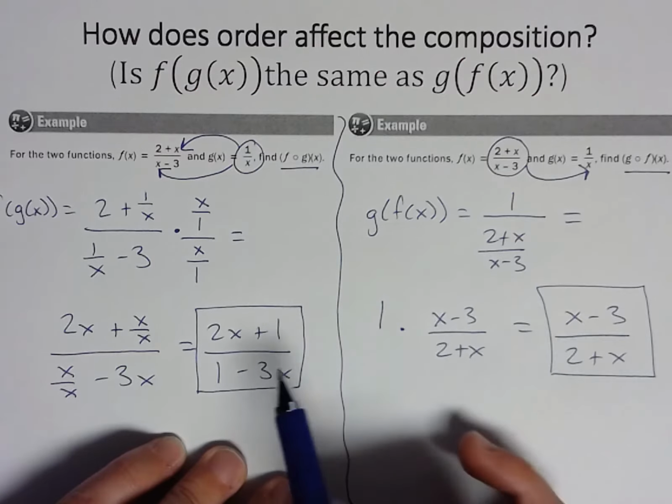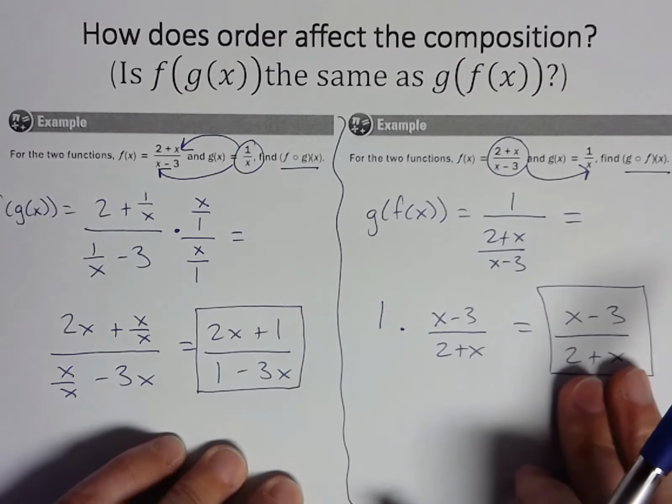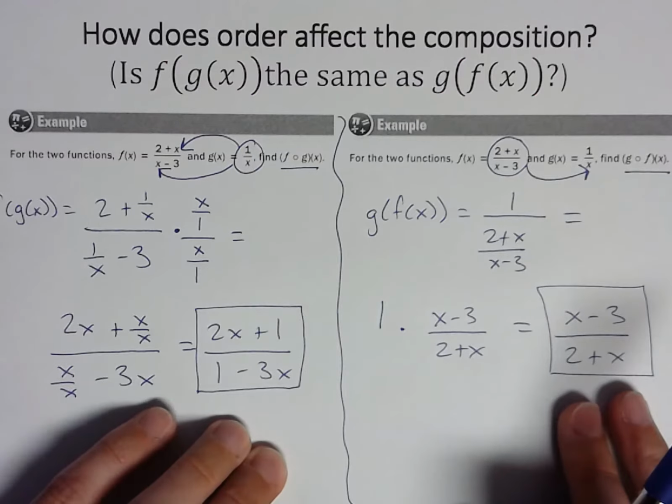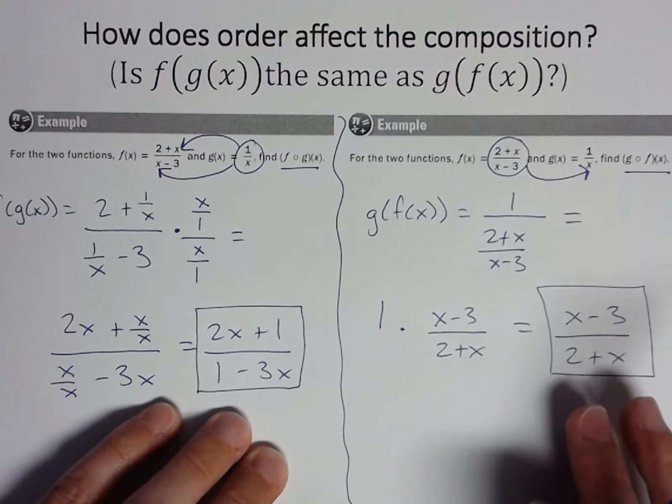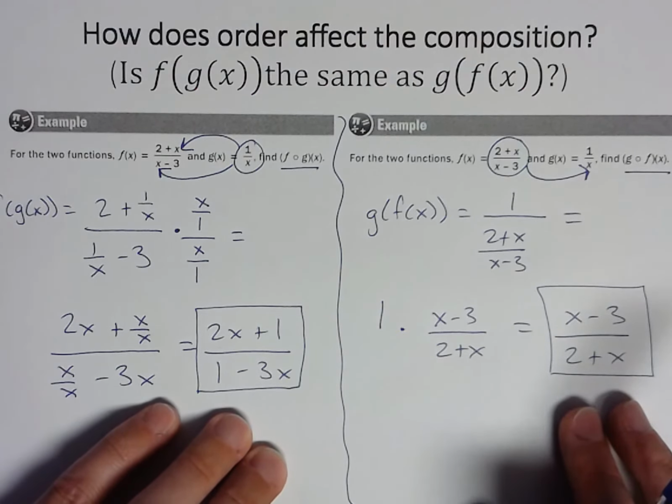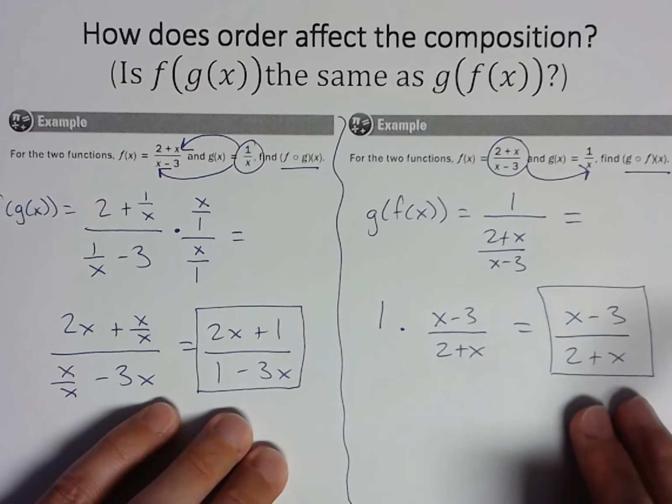Notice they are different. That's what we will see most of the time. So in general, f of g of x is not the same as g of f of x. The order does matter. In our next lesson, we're actually going to see some special cases where they are equal, but we'll get more into that.